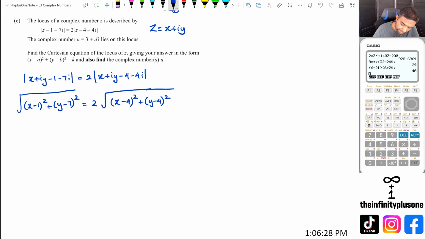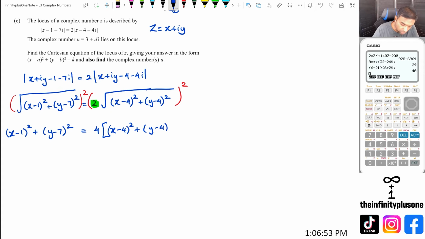Once we have this, we're going to get rid of the square root symbol, so we're going to square everything. Just be mindful that the 2 is going to get squared as well. I'm talking about this 2 here. So when we square this, we're going to end up with (x minus 1) squared plus (y minus 7) squared equals 4 times (x minus 4) squared plus (y minus 4) squared.